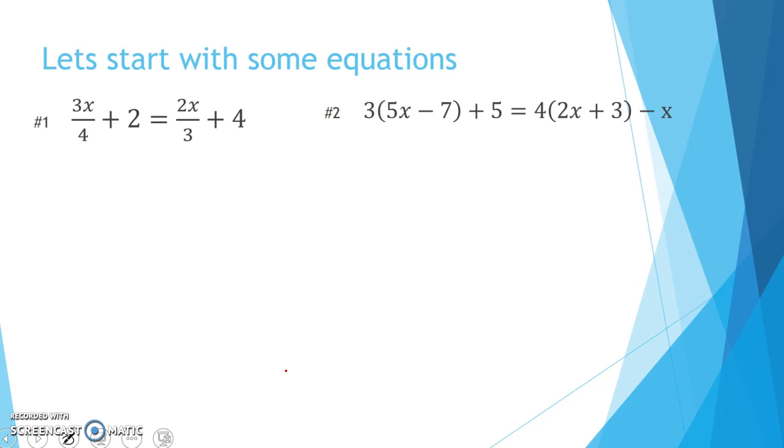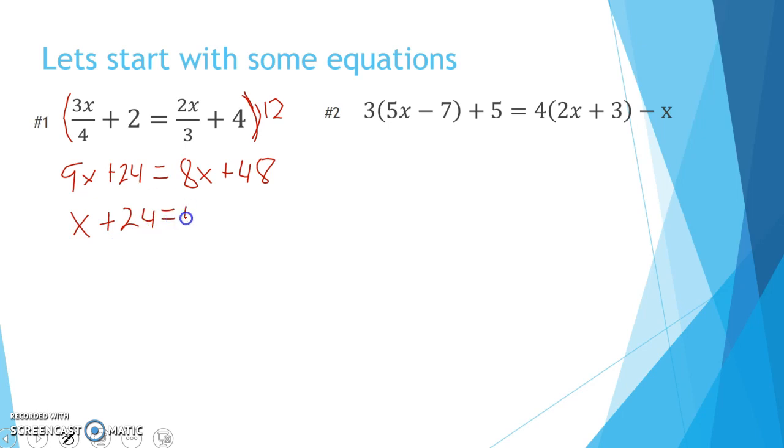As we learned yesterday, we could get rid of all the fractions in this particular problem by multiplying everything by 12. That's the least common denominator. So I'm going to multiply everything by 12, and when I do that, 3/4 of 12 is 9x, plus 2 times 12 is 24. 2/3 of 12 is 8x, and then 4 times 12 is 48. Then I want to get my x's on the same side, so I'll subtract 8x from both sides. 9x minus 8x is just x, plus the 24 equals 48. And if I subtract 24 from both sides, x is 24.